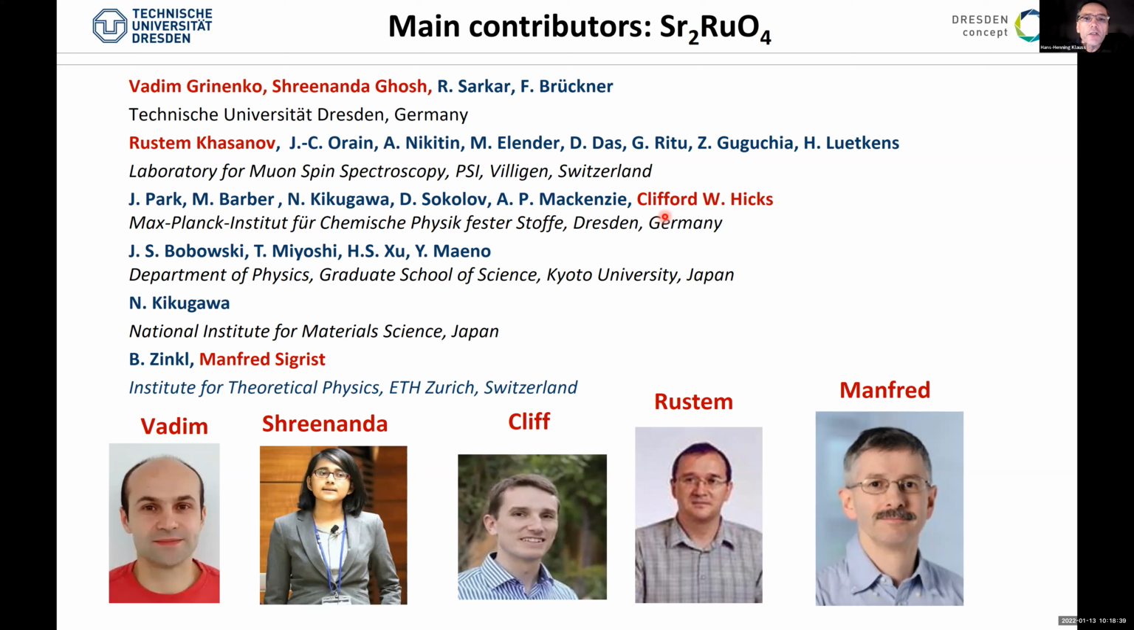We developed actually a specific dedicated uniaxial pressure cell for muSR, which can also be used for neutron scattering. And that was done in cooperation with Clifford Hicks, and he is mainly responsible for also the engineering part of that. The samples for strontium ruthenate came mostly from Yoshi Maeno and Naoki Kikugawa, and a lot of theory support for the interpretation came from the group of Manfred Sigrist.